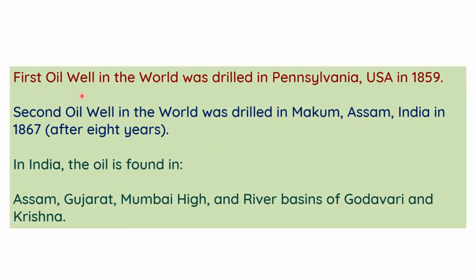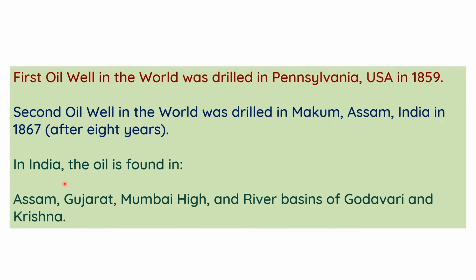Next, the first oil well in the world was drilled in Pennsylvania, USA in 1859. The second oil well in the world was drilled in Makum, Assam, India in 1867, after 8 years. So this is 1859 in USA, and after 8 years in our India, in Assam, Makum, the second oil well was drilled.